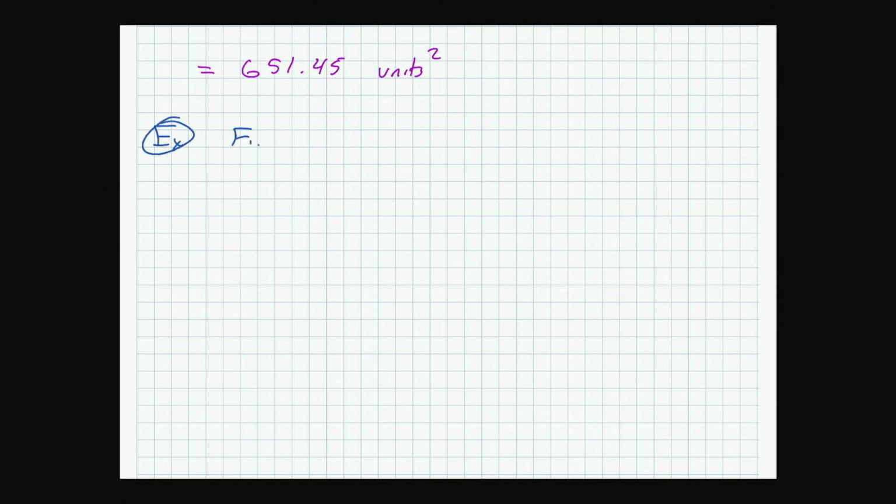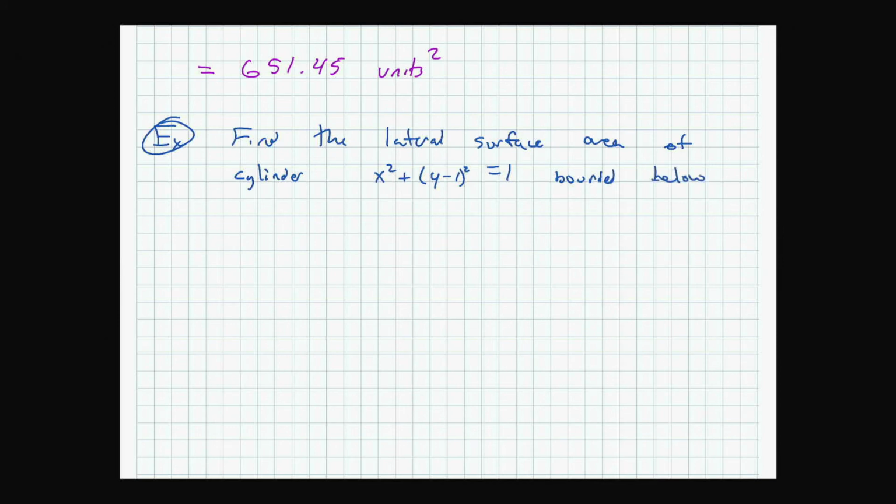They say find the lateral surface area of the cylinder x squared plus y minus 1 squared equals 1, bounded below by z equals y minus 6 and above by z equals y plus 6.